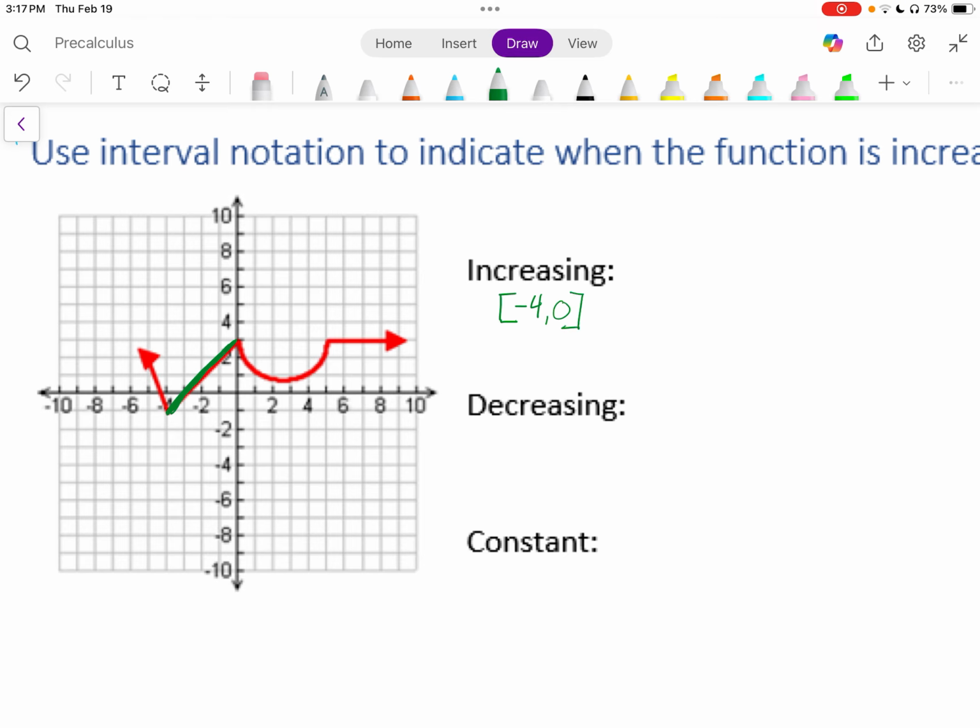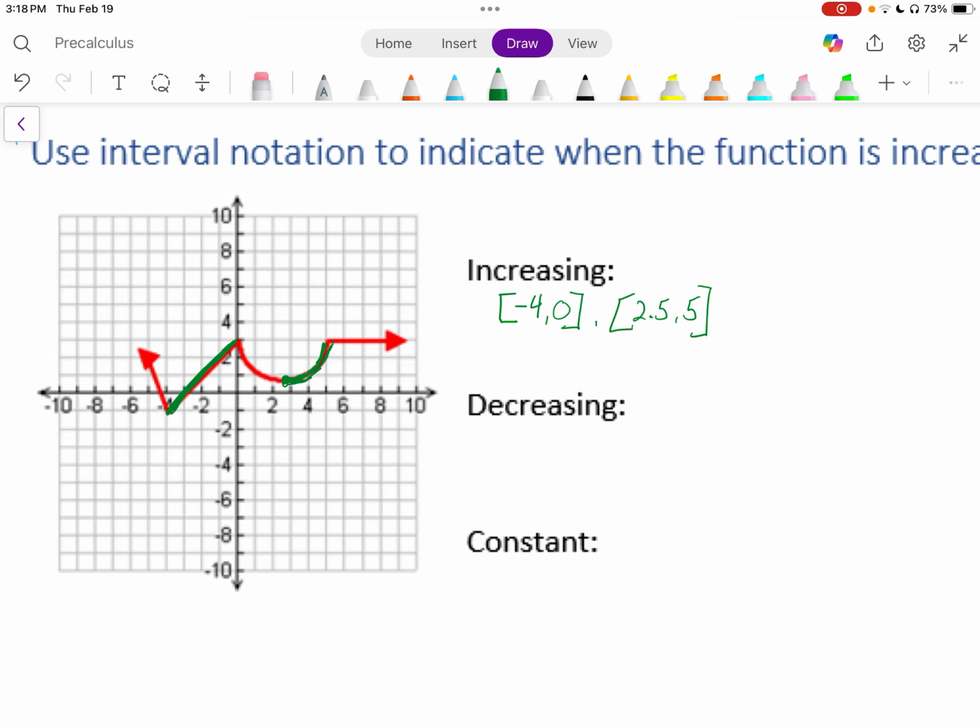Again, we use the x values, do not use y values. Also it looks like it's increasing from maybe 2.5 to 5. And if you don't have 2.5, if you had 2 or 3, I wouldn't take off for that, but it looks like it's about 2.5 to 5. So that's where it's increasing.